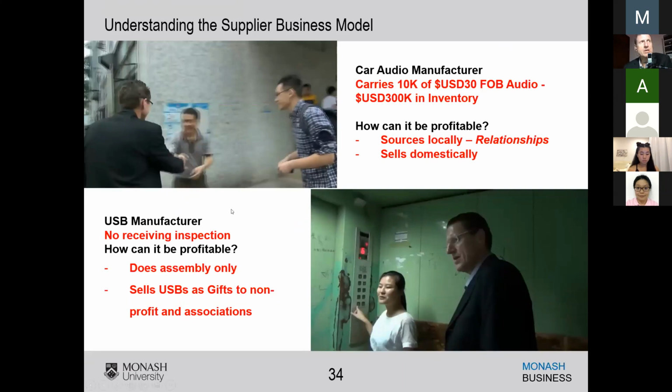All right, so what we're going to do now is show you that in negotiation, you need to understand the supplier's business model. So I want to show you two business models of two factories. Which one do you think is the high-end factory, and which one do you think is the low-end factory? Which one has low margins? Which one do you think has higher margins? Are you ready?